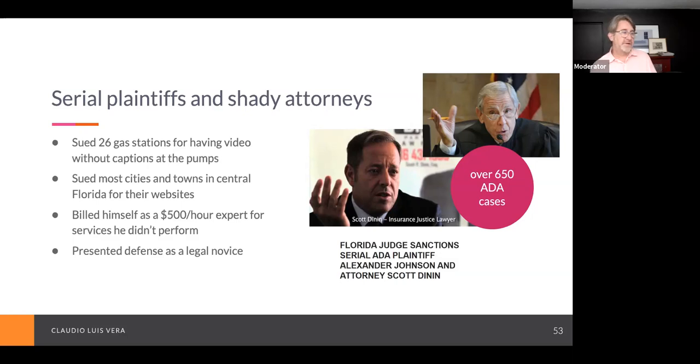So a lot of towns would have, for instance, a PDF talking about garbage collection that wasn't accessible. They'd be sued for that. So imagine if there was any flaw to these websites, there would likely be an accessibility lawsuit against them. So what ended up happening is a lot of the cities and towns ended up kind of scaling back their websites as a result of all these sort of serial lawsuits.